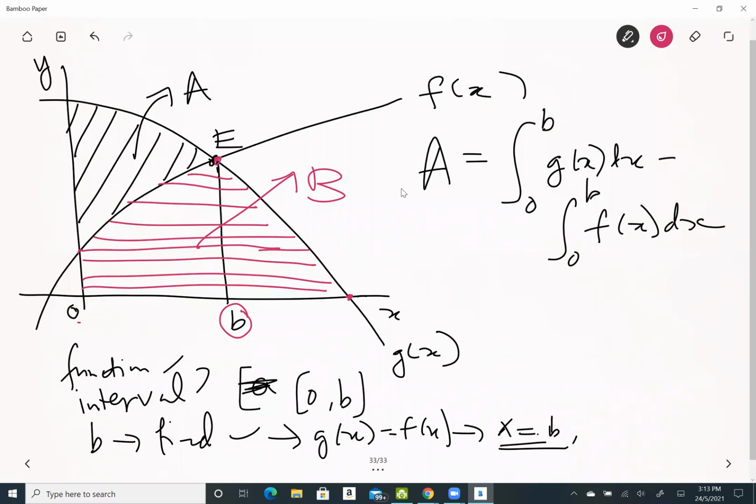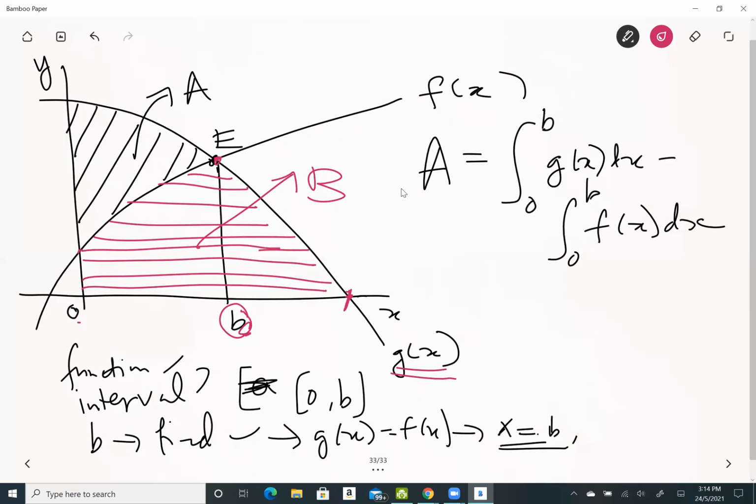Oh, Nur Farah. Okay, Nur Farah. Second area, which one? Nur Farah, are you here? Yes, sir. What is it? So the second area is which area? G of X. Area under G of X. Okay, from where to where? B to the X intercept. From B to this one.